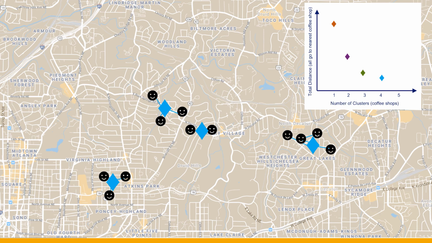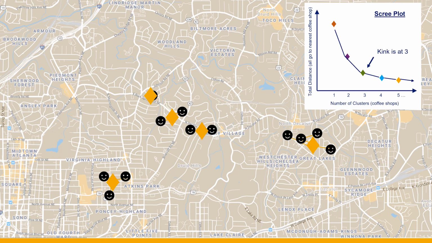Now, consider the 4-cluster solution. The 4 stores are located such that they minimize the collective distance traveled by all the customers to their closest store. This time, we really don't gain much in terms of reducing the collective distance the customers must travel.